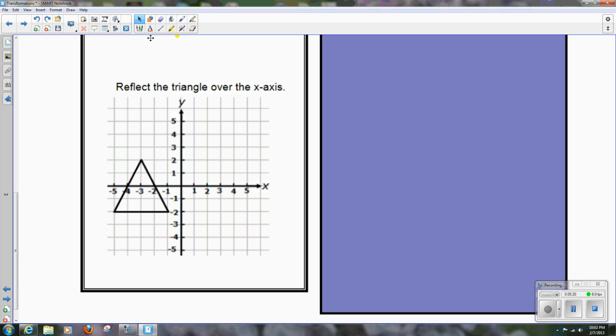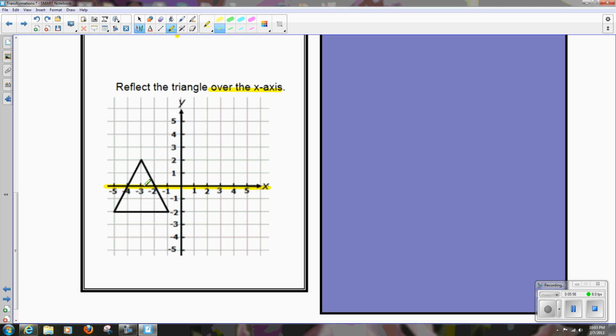What makes this one tricky is that they're going to ask us to reflect the triangle over the x-axis. And if you look, the x-axis cuts right through the middle of the triangle. So if you weren't looking carefully, you might have just thought, oh, I'm going to flip it from this side over to the other side. And you would have totally messed this question up. So be really careful. The x-axis is our line of reflection, and it cuts right through this triangle.